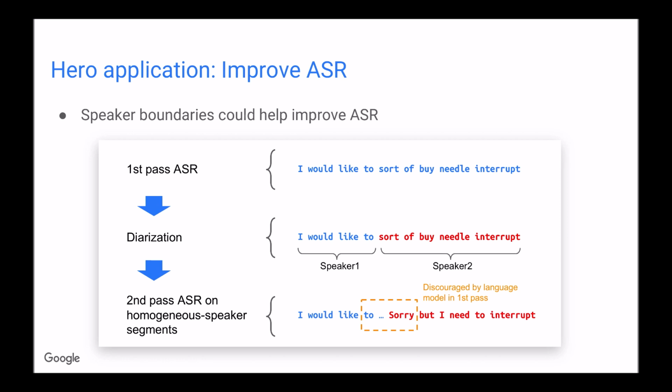Then we run a second pass ASR on the two speakers separately and get the transcripts, "I would like to" for speaker 1, and "sorry, but I need to interrupt" for speaker 2, which makes much more sense. The first pass ASR produced the wrong transcript because the language model would highly discourage the 2-gram of the word "sorry" after the word "to", and the diarization result helps to remove that unnecessary constraint.